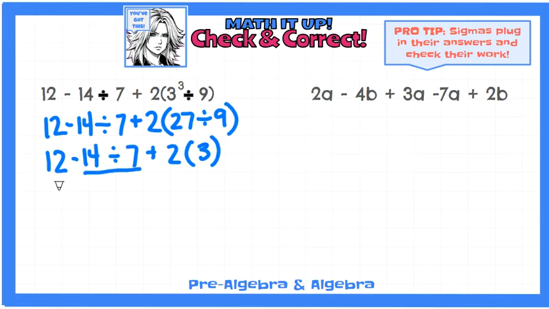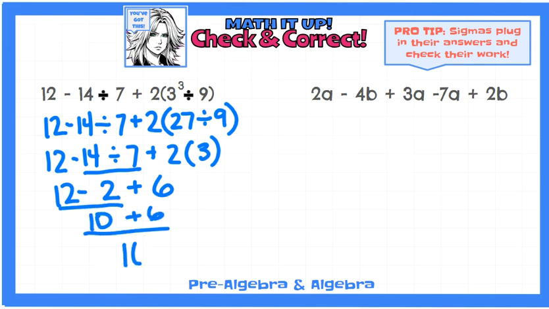So this one comes up first. So 14 divided by 7 is 2. And then 2 times 3 is 6. So 12 minus 2 is 10. Plus 6 is 16. So this simplified is 16.